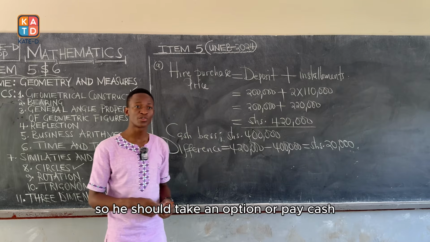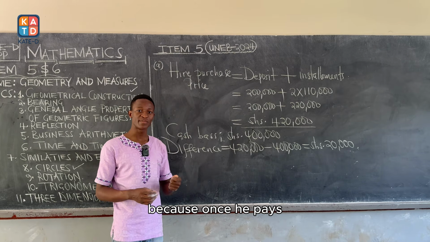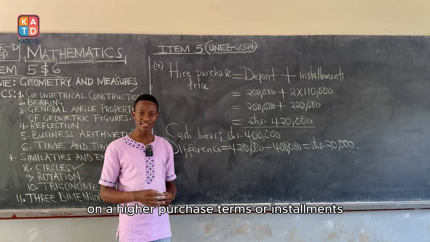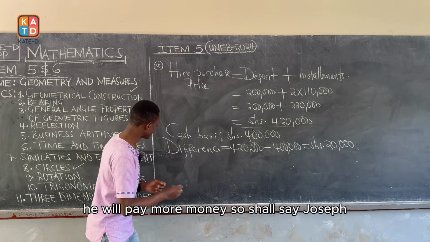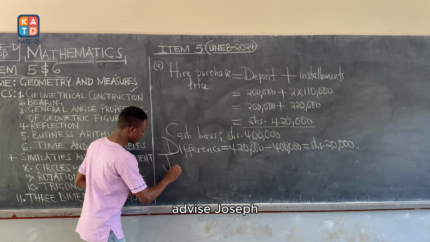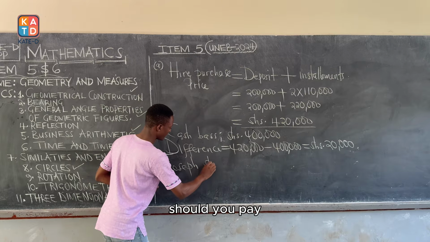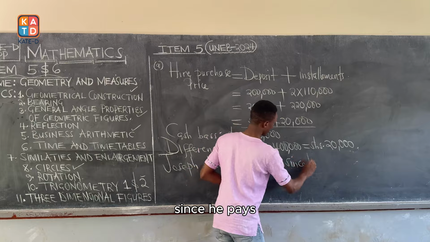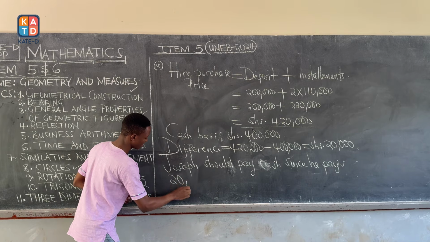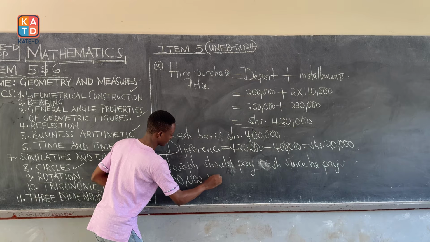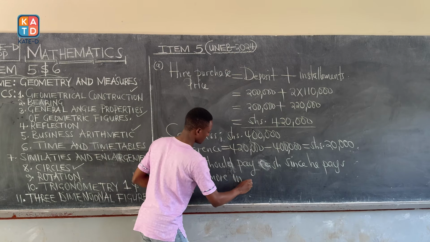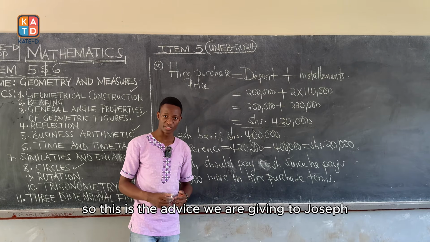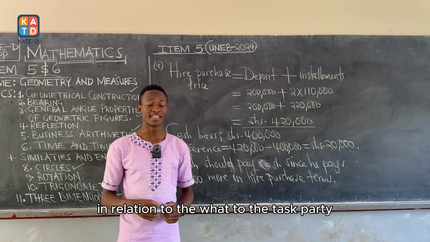So he should take the option of paying in cash, because once he pays on higher purchase terms or installments, he will pay more money. So we shall say, advise Joseph to pay cash since he pays 20,000 more on higher purchase terms. So this is the advice we are giving to Joseph in relation to the task part A.